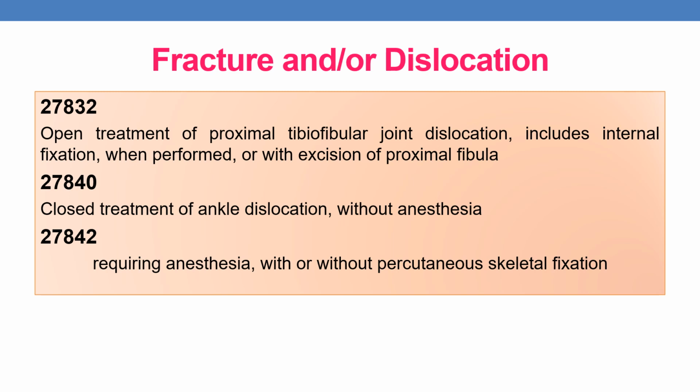The next CPT is 27832. It deals with open treatment of proximal tibiofibular joint dislocation. It includes internal fixation when performed or with excision of proximal fibula. The next CPT is 27840. It deals with closed treatment of ankle dislocation without anesthesia. If closed treatment of ankle dislocation is performed with anesthesia, with or without percutaneous skeletal fixation, then the CPT is 27842.